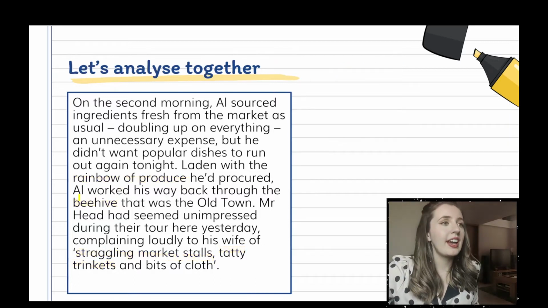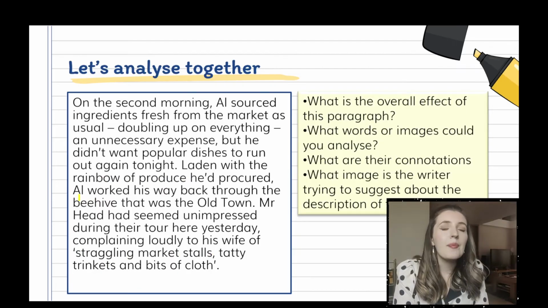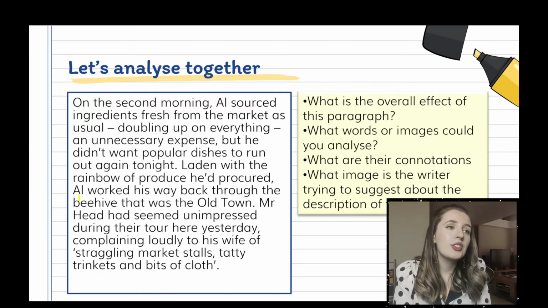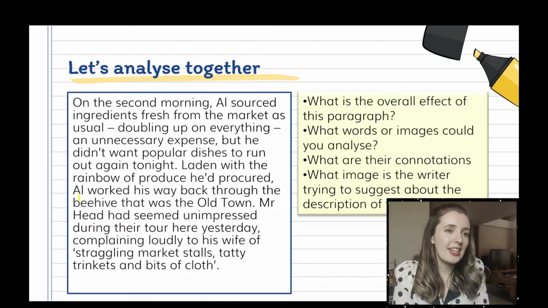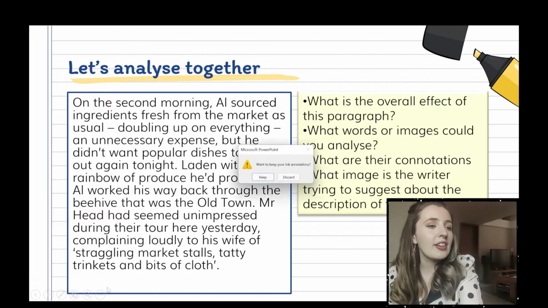So that brings us together to the questions. Have a little think. What is the overall effect of this paragraph? How would you summarise in one sentence the effect of that paragraph? What words or phrases would you want to analyse? And you could pick the ones that we've just spoken about, or you could pick some other ones, that's fine. After you've picked out your words or phrases, have a think. What connotations would you analyse in those quotes? And then finally, what's the effect? What is the writer trying to suggest about the description of the location? So there is a space on your worksheet, if I can just pull it up for you.